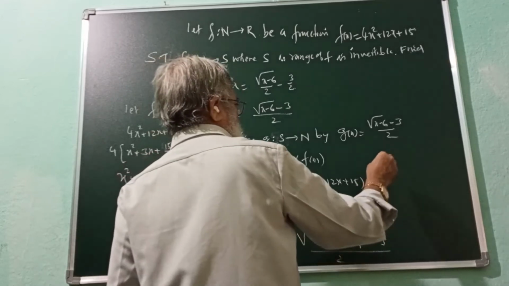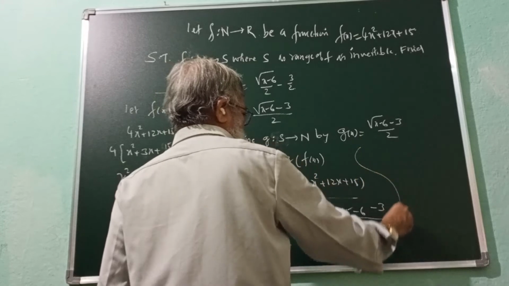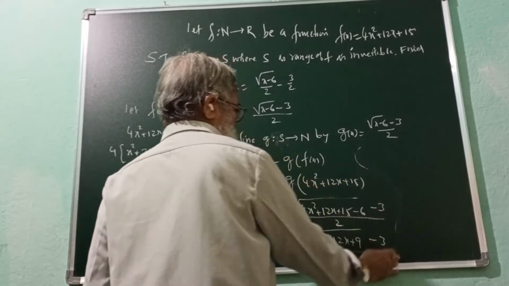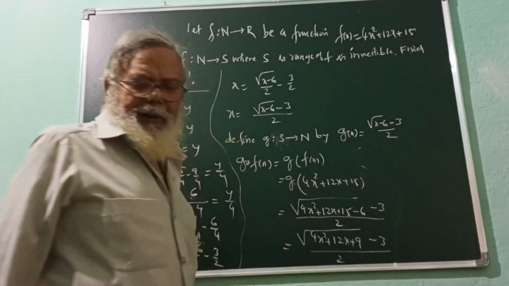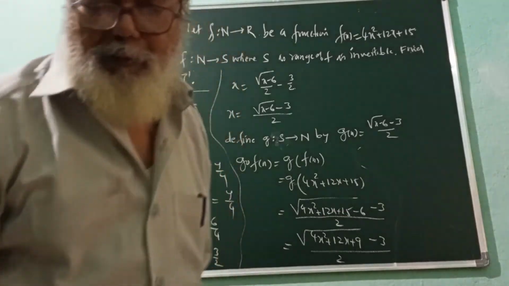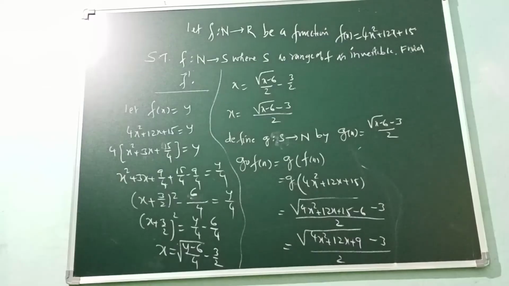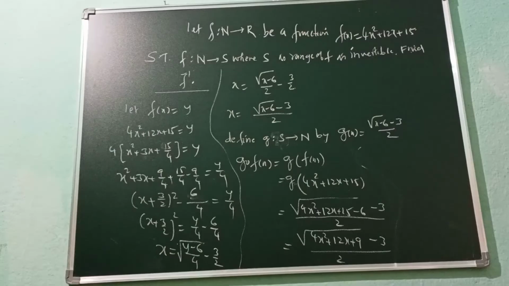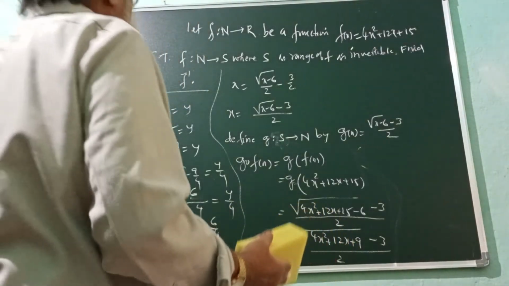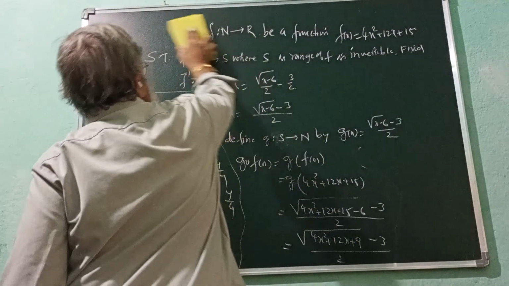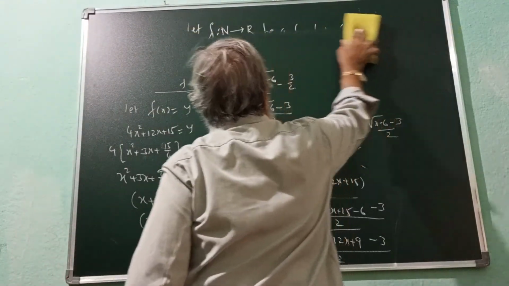So we can write this is equal to, if you simplify, you can take it down, then we'll have the g composition here first. We continue after that. Let us continue this. Here we have to simplify this.